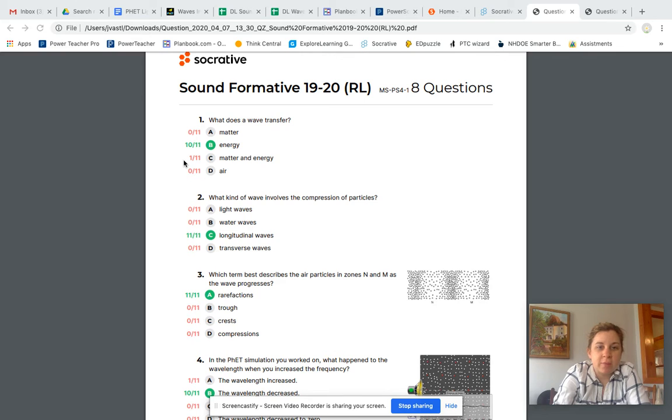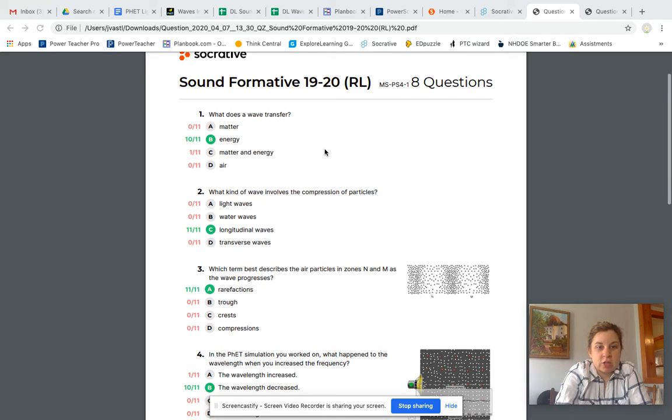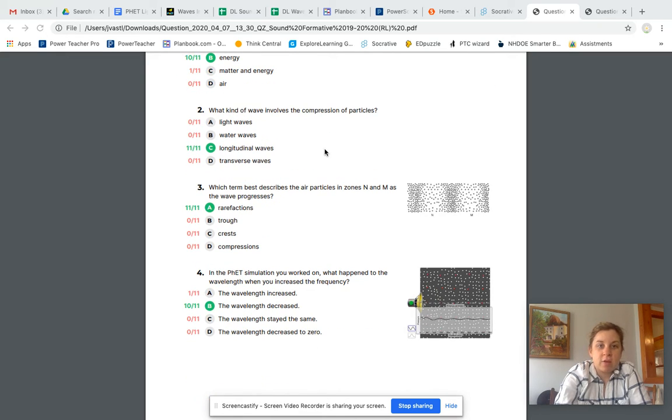So sound formative, what does a wave transfer? Waves transfer energy, okay? Remember, energy is the ability to do work, so any movement or work that you see, waves do transfer energy. What kind of waves involve the compression of particles? There's a wave that involves compressions and refractions, and that means the particles come together when they're compressed, and when they're spread apart, it's called refractions. Those are longitudinal waves, so they go like this, and they travel parallel to the disturbance, okay?